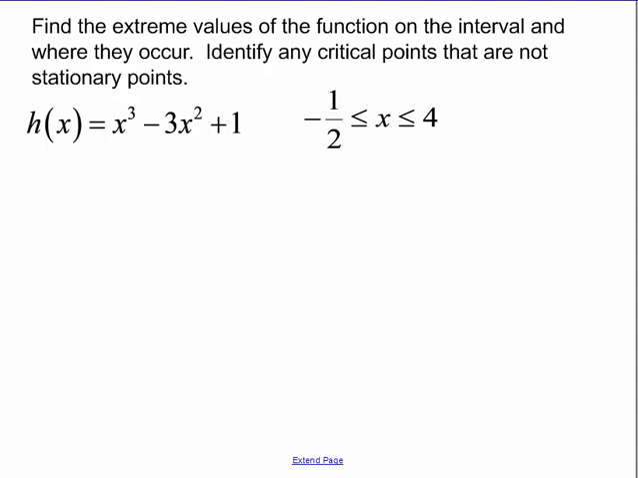In this example, we need to find the extreme values of the function on the interval and where they occur, and identify any critical points that are not stationary points. This is very typical of a question that you're going to be seeing a lot on the AP Calculus exam, so I want to make sure you guys understand this one. Extreme values happen at either a critical point, so when your first derivative equals 0 or is undefined, or at one of the endpoints. So I have to find the derivative of this function.